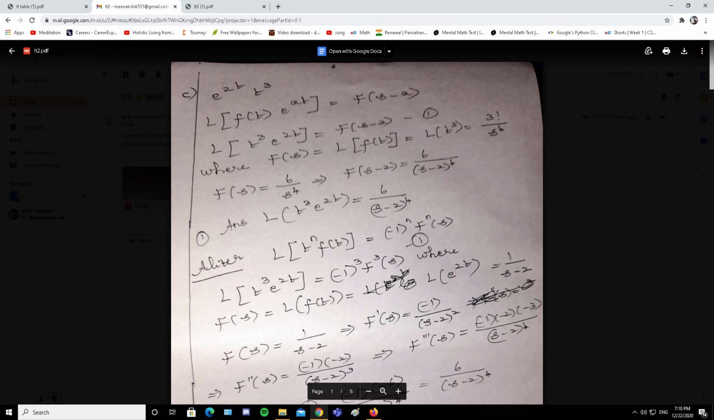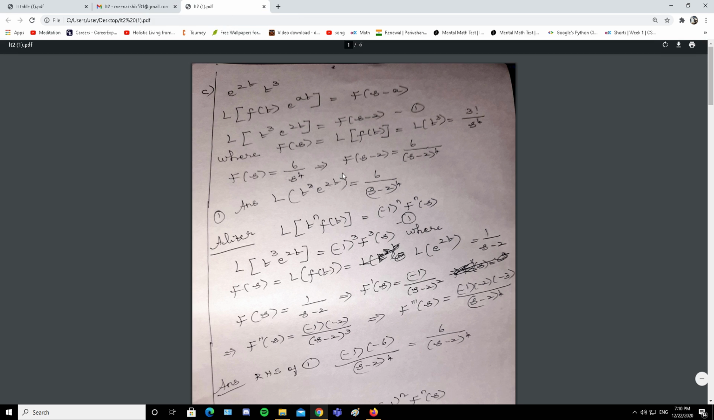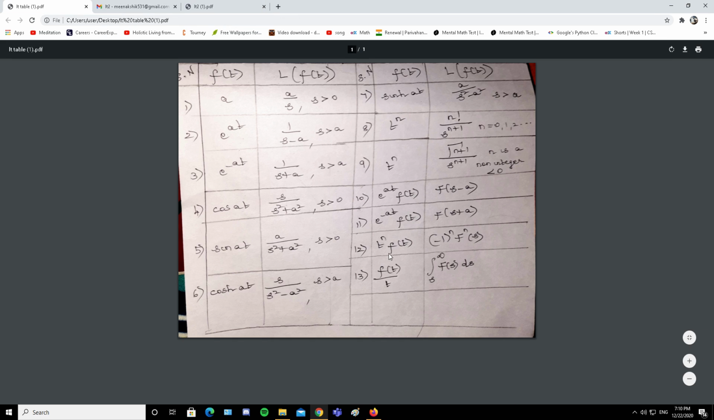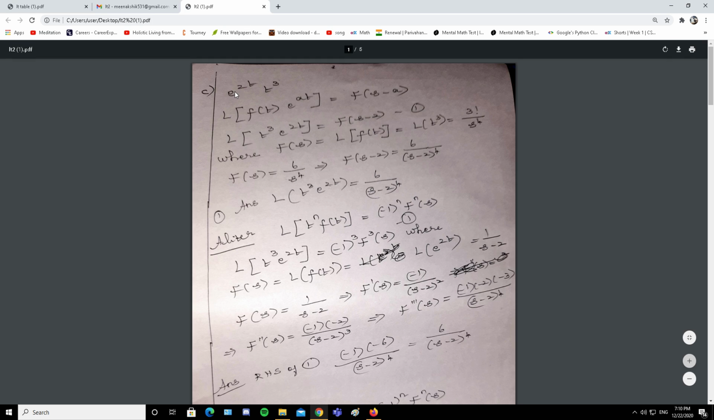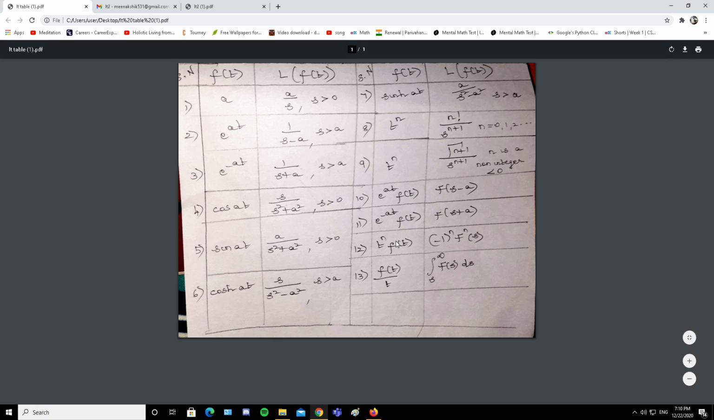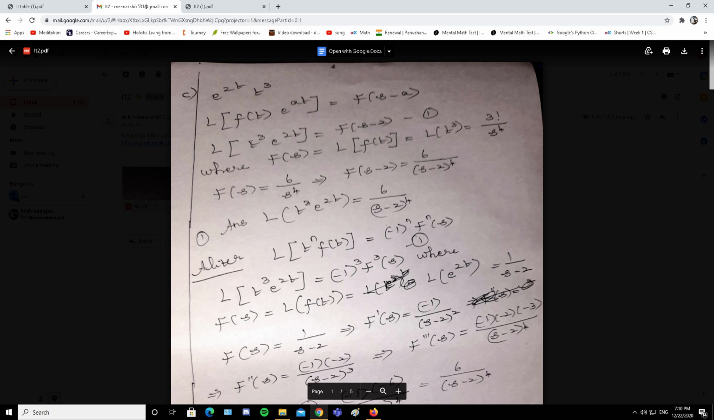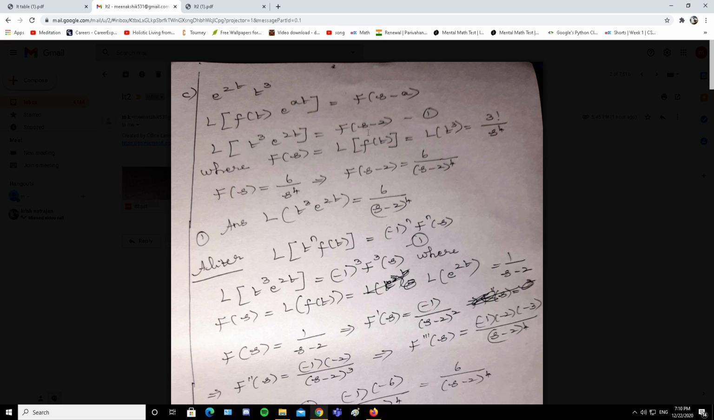Whenever you have the product, see if you have an exponential term, you can go for shifting property. If you don't have an exponential term, it will be any of these two types. You look into the product. If you have an exponential term, go for shifting property. Otherwise, it will fall into any of these two types, 12th or 13th. So here, t cube e power 2t. You can do this problem in two ways, either using shifting property or using the other one.